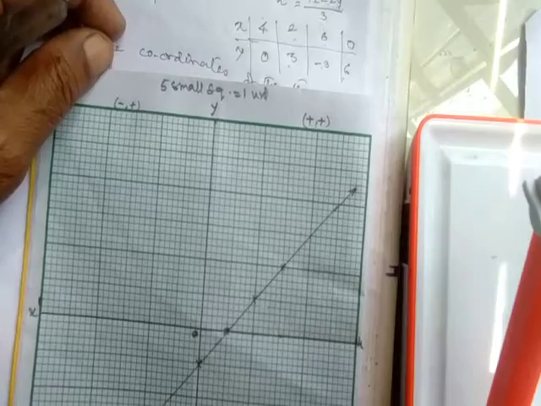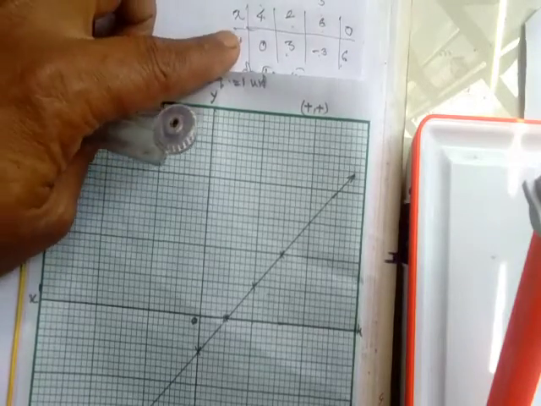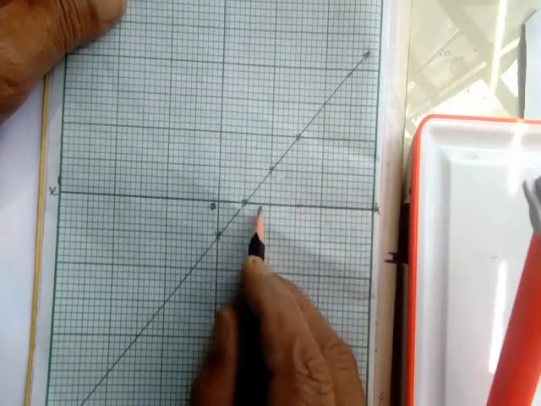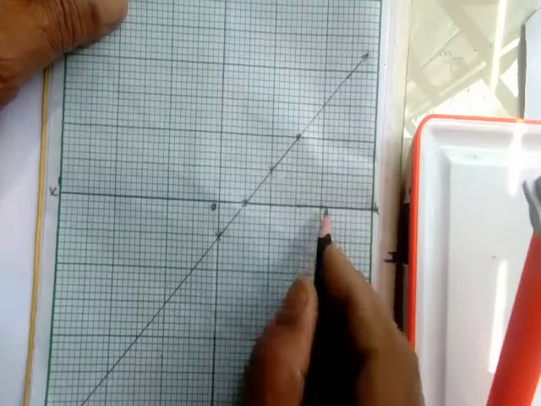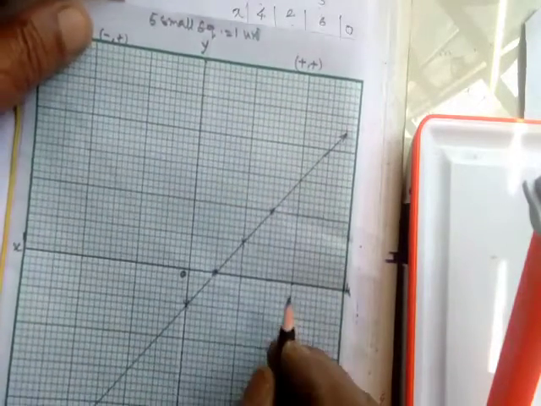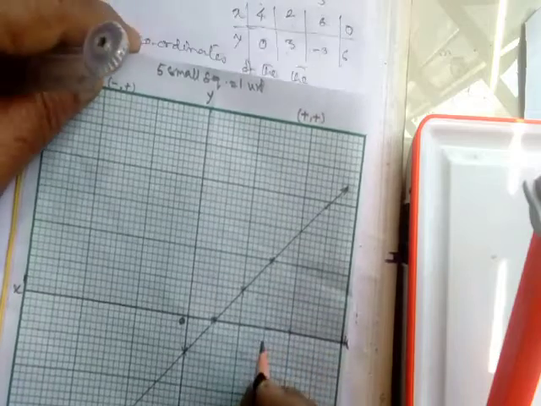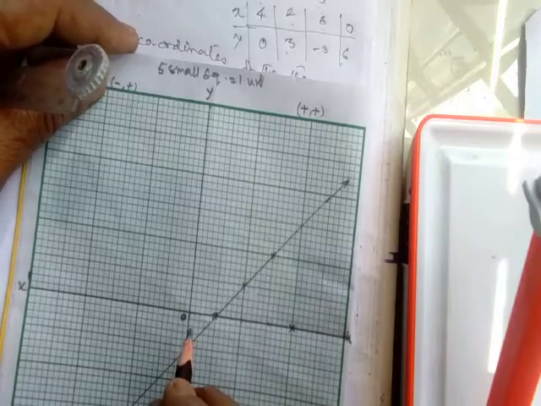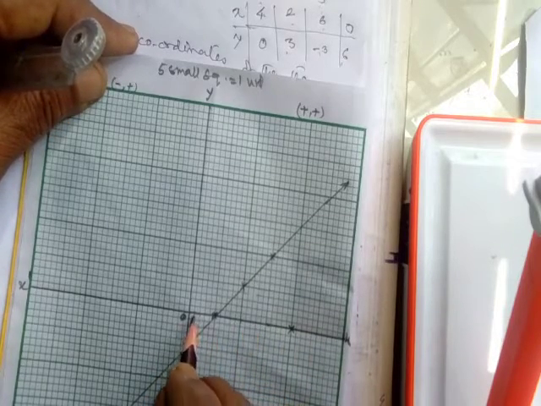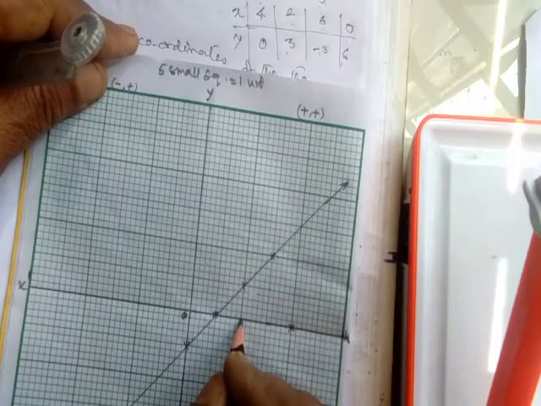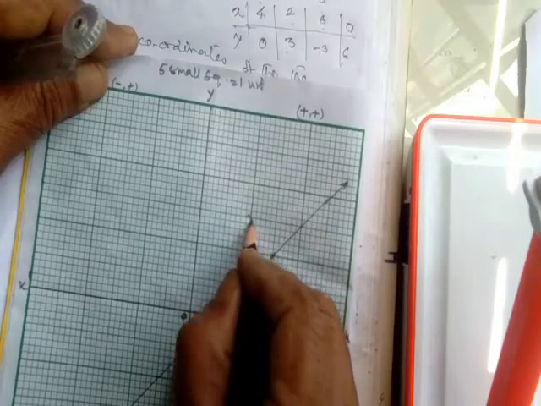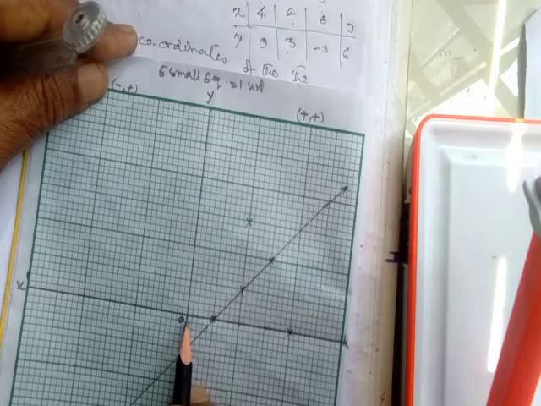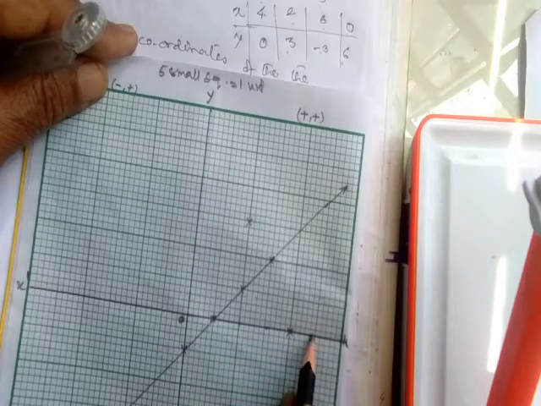Now next, the second one, what is it? X is equal to 4 and y is equal to 0. 0, 1, 2, 3, 4. This is 4, and y is equal to 0. This is the point. Next, x is equal to 2, 0, 1, 2, y is equal to 3, 1, 2, 3. This is the second point. Next, x is equal to 6, 0, 1, 2, 3, 4, 5, 6.